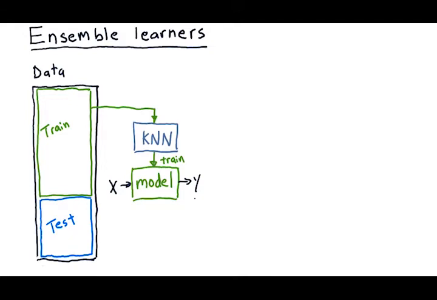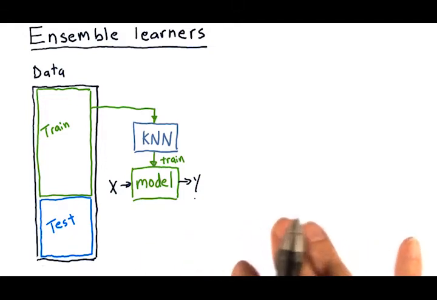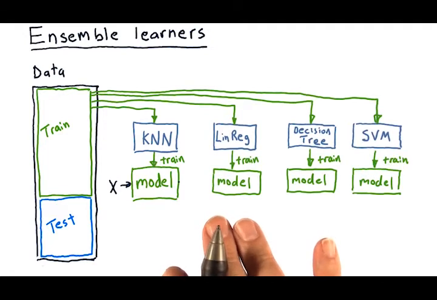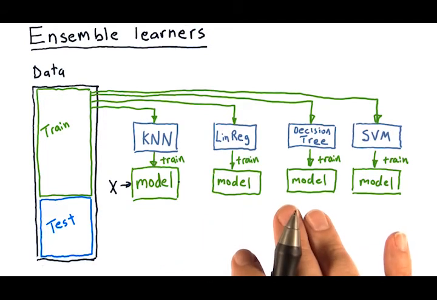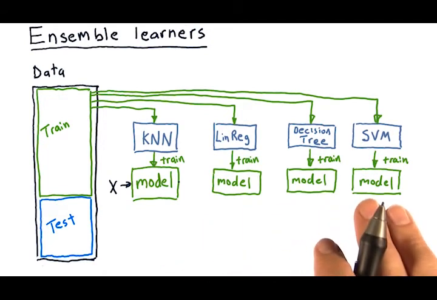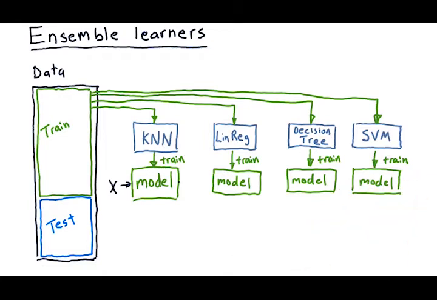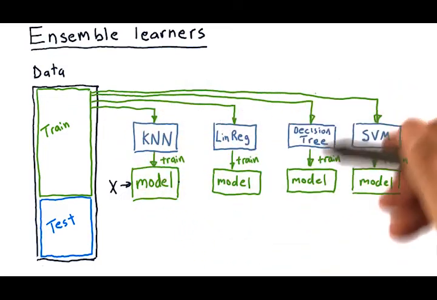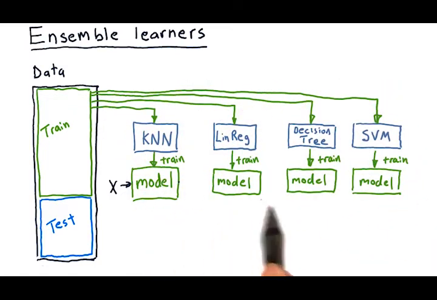And the idea with ensemble learners is that we have several additional learners. So we might have a linear regression-based model, we might have a decision tree-based model, we might have a support vector machine-based model. You could continue this on with any different number of algorithms. They're all trained using the same data, and so now we have, in this case, 4 different models.